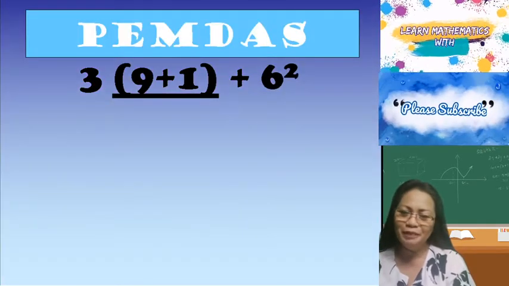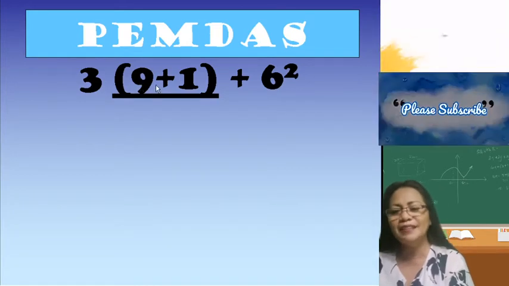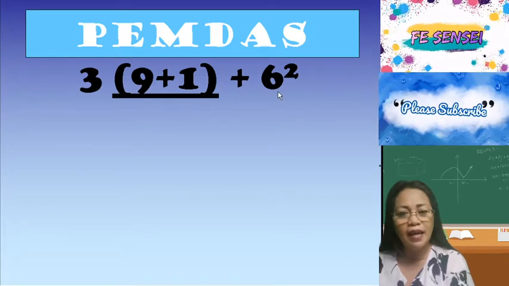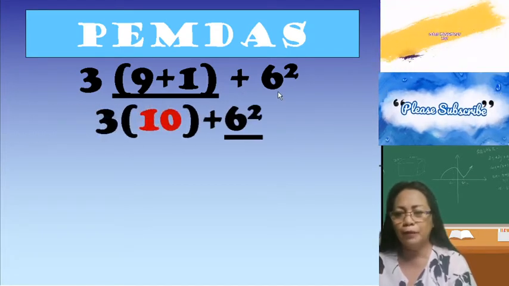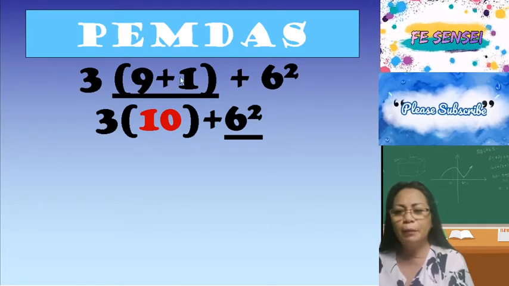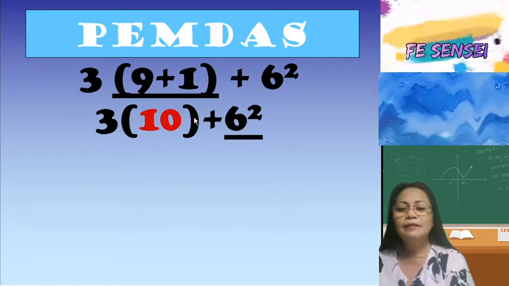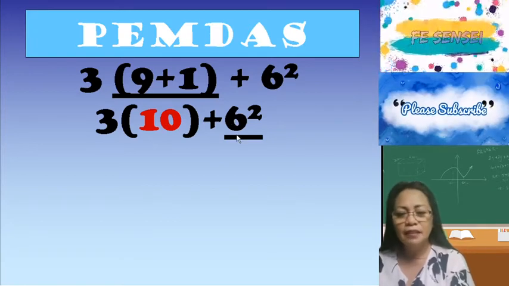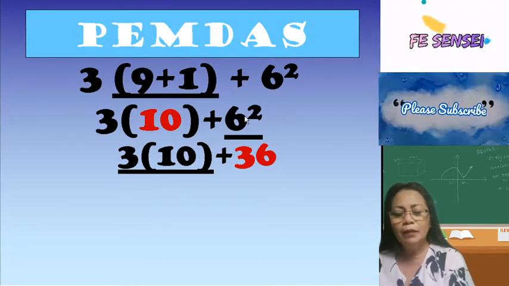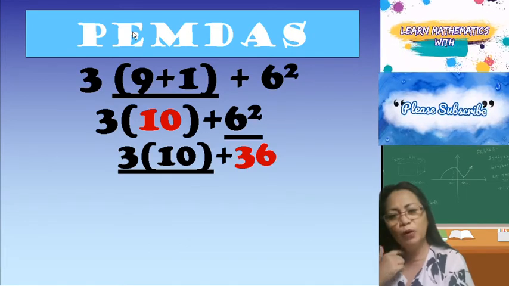Another example. 3 times, open parenthesis, 9 plus 1, close parenthesis, plus 6 raised to the second power. Copy 3, and the number inside the parenthesis is 9 plus 1 equals 10, plus 6 to the second power. Then, after the parenthesis, you are going to perform the exponents.